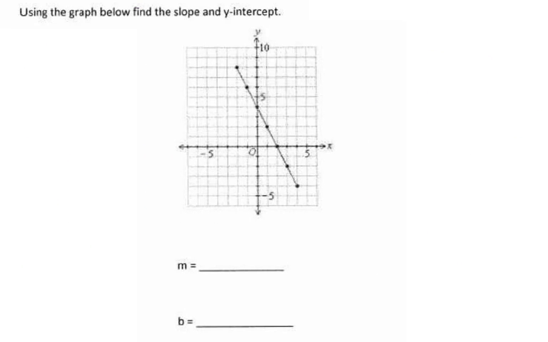So we have another one, same thing. Go to Stat, Edit. I'm going to use this point and this point. So we've got -2, 8, and we've got 2, 0. So my x values are -2 and 2. My y values, or L2 values, are 8 and 0.